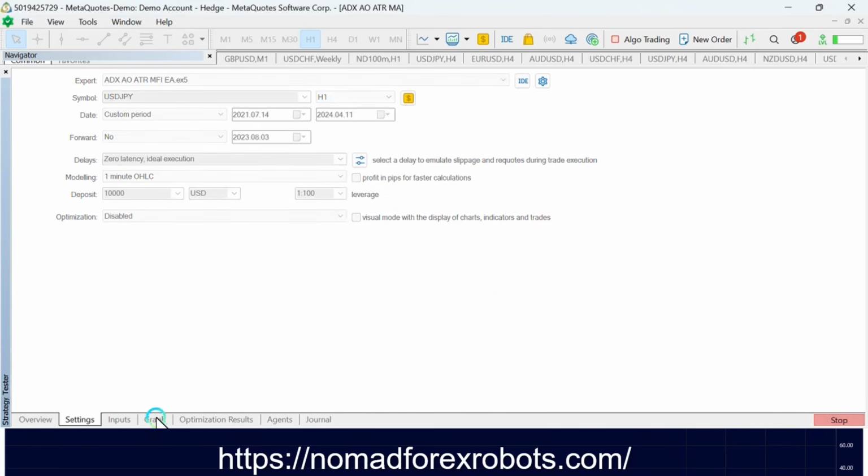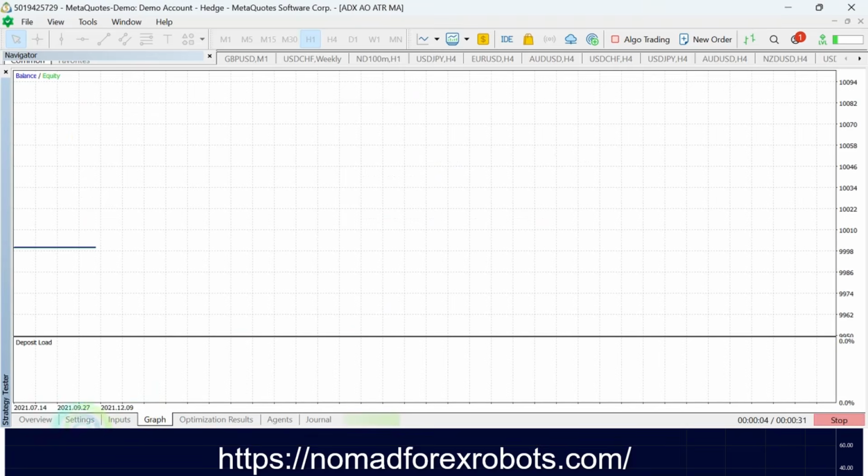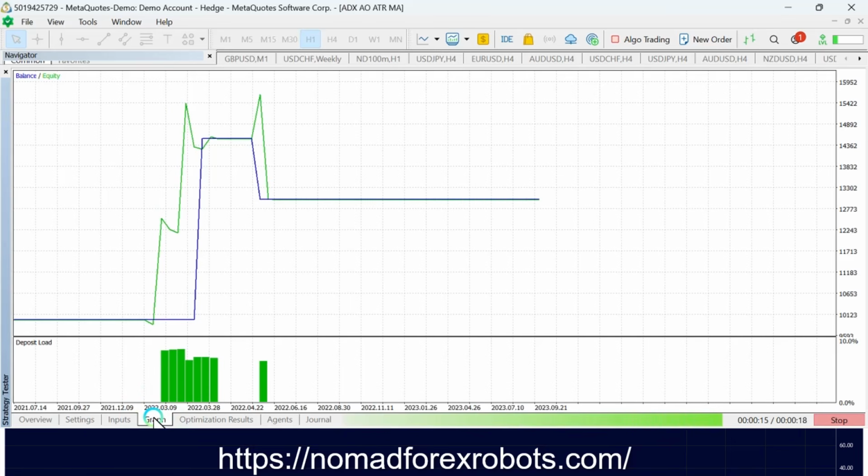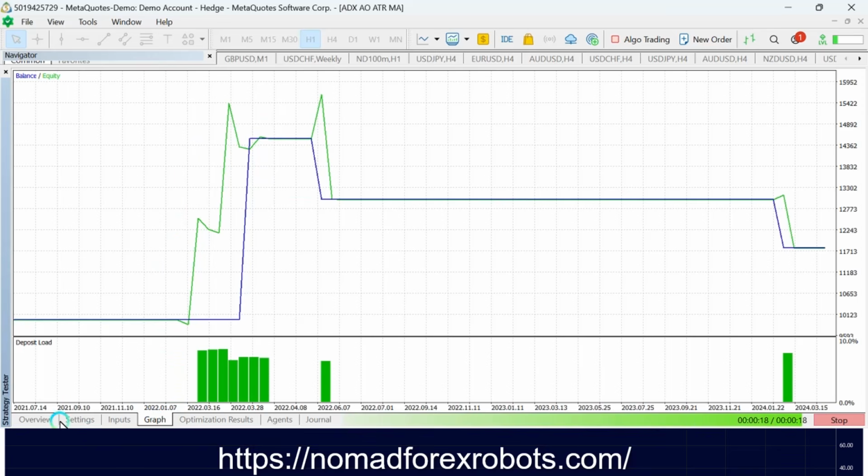Let's see it on the 1 hour time frame, because I want to show you how important it is to test a strategy, any strategy basically, before you use it on live accounts, because strategies behave differently on different time frames.